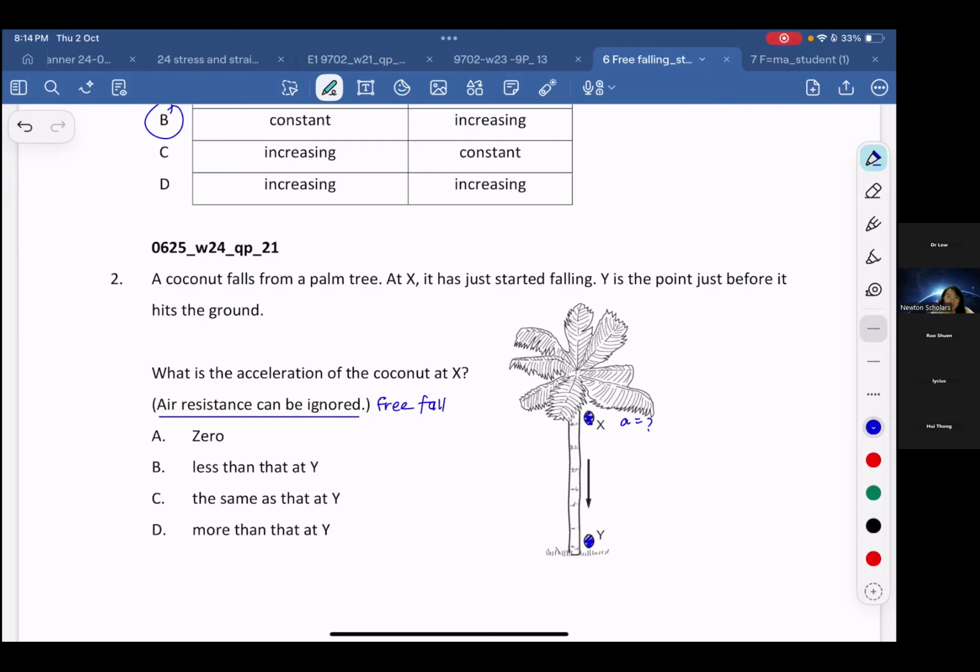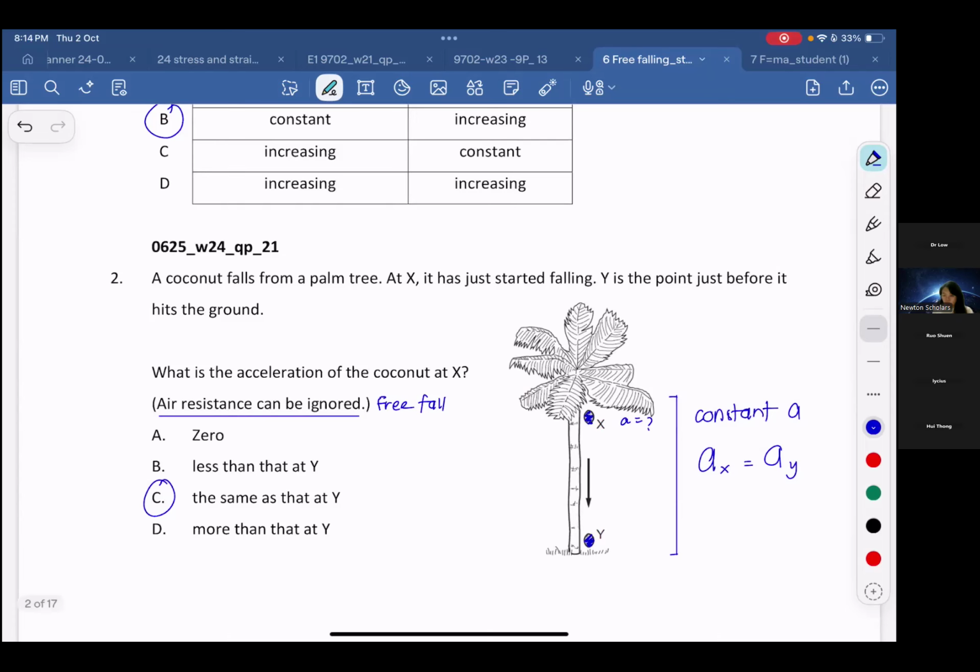Okay, dear, let me have a look. Megan, correct. Here, as it falls from here to here, the acceleration at point X must be equal to the acceleration at point Y because it is constant acceleration. So the answer should be C. What is zero at the start? There is no air resistance. Air resistance all the time is zero. So the answer is C.